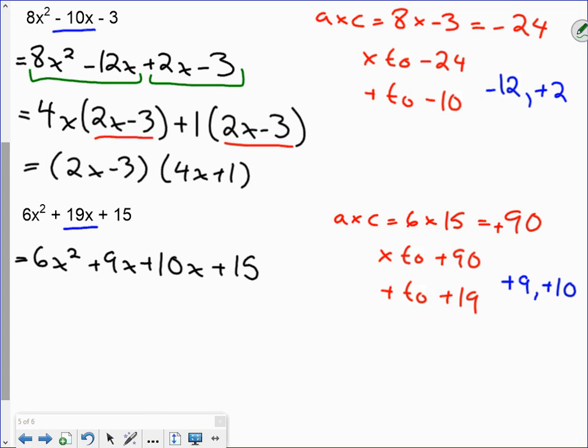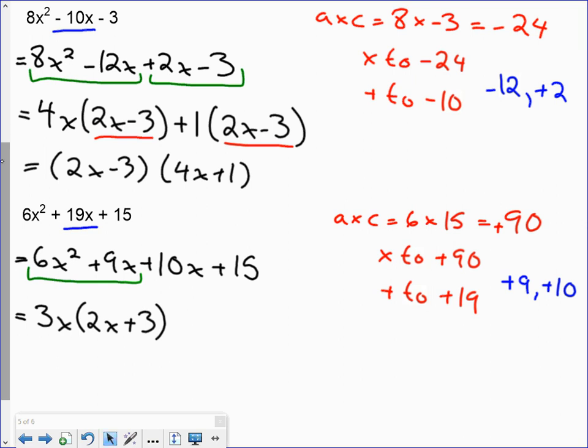And then we can factor by grouping. What's common to our 6x squared and our 9x? Well, both are divisible by 3. 6 is divisible by 3 and 9 is divisible by 3. And x is common to those two terms. So we're going to be left with a 2x. 3x times 2x gives me the 6x squared. 3x times 3 gives me the 9x.